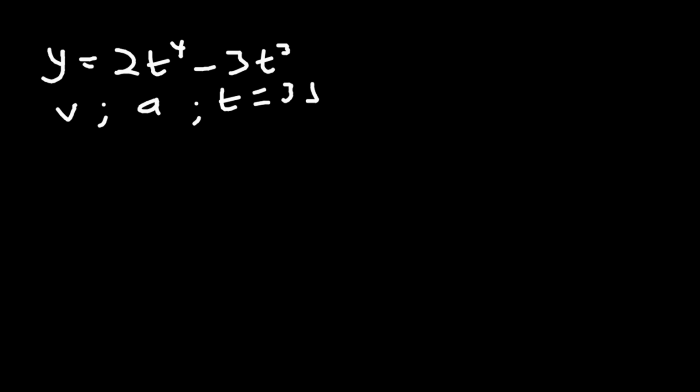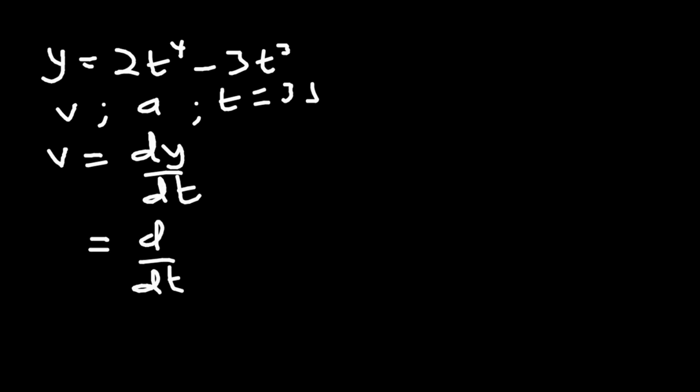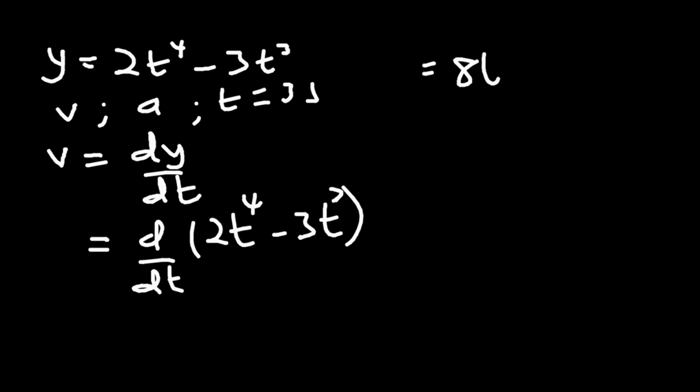We shall start with the instantaneous velocity, that is v. We already know that v equals dy/dt, that is the change in displacement with respect to time. So that we have v equals d/dt of 2t raised to power 4 minus 3t raised to power 3, which of course will give us 8t raised to power 3 minus 9t raised to power 2.